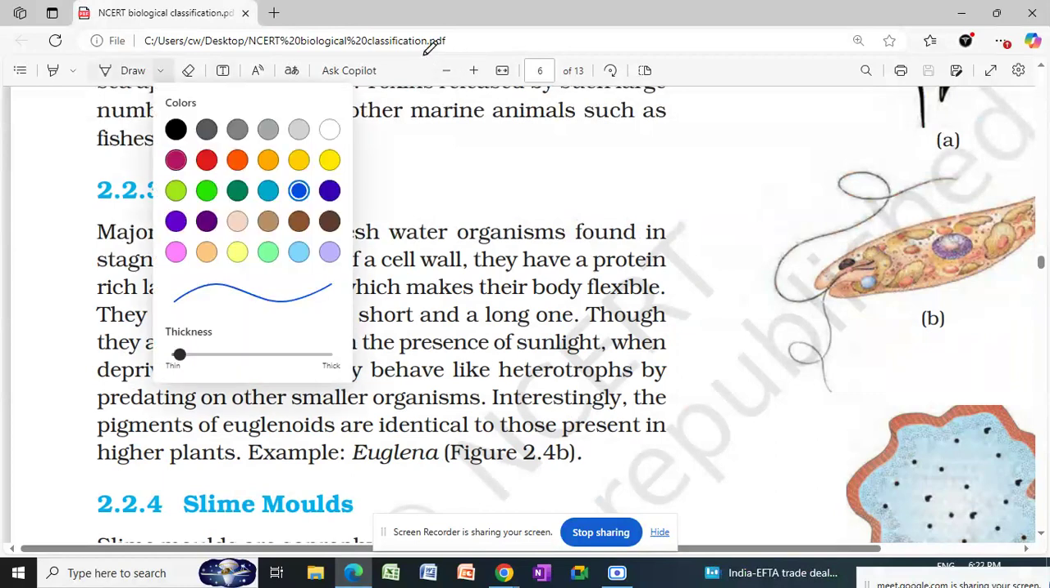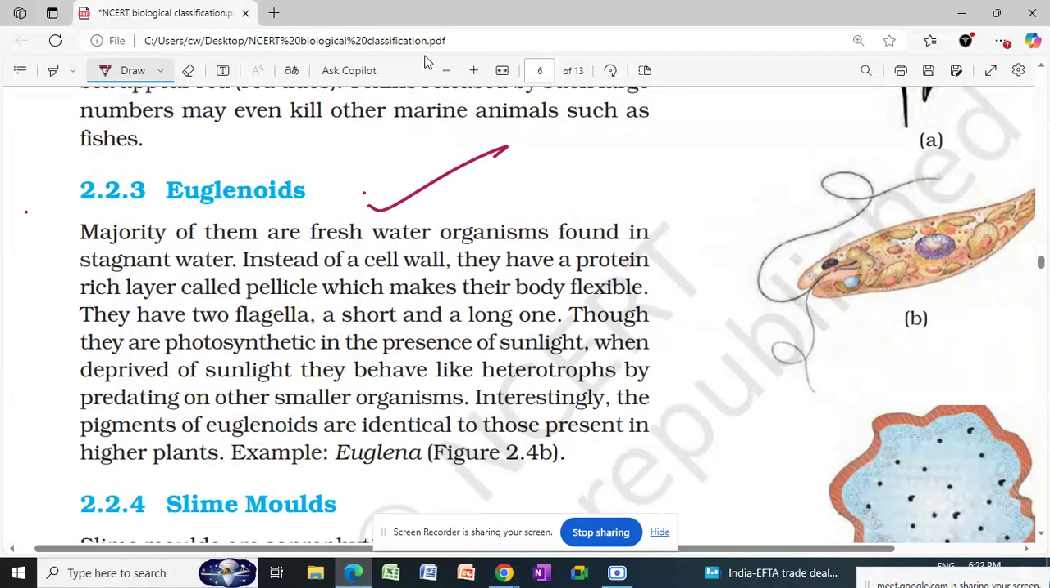The majority of euglenoids are freshwater organisms. They live in fresh water. They are found in stagnant water. Stagnant water means standing water, which is not flowing. Still water. So the majority of them are freshwater organisms found in stagnant water.